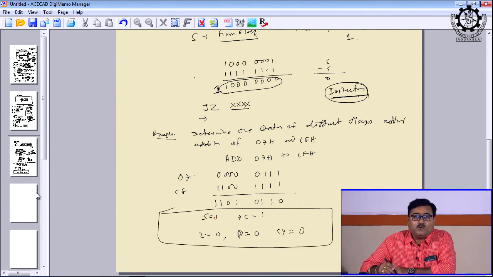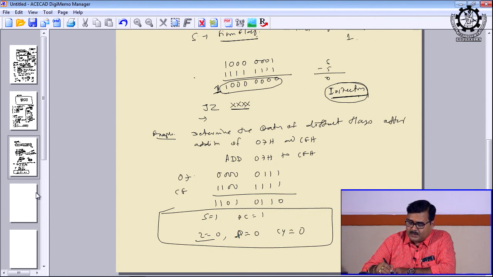So, why is the sign flag set to 1? Because you can see the leftmost bit is 1, right. That means the result is negative. And AC is 1, why? Because the 5th bit is generated after addition. Then why is the zero flag set to 0, not 1? Because the result of the operation is non-zero. If it is non-zero, the Z flag will be set to 0. Only if it is 0, the zero flag will be set to 1.